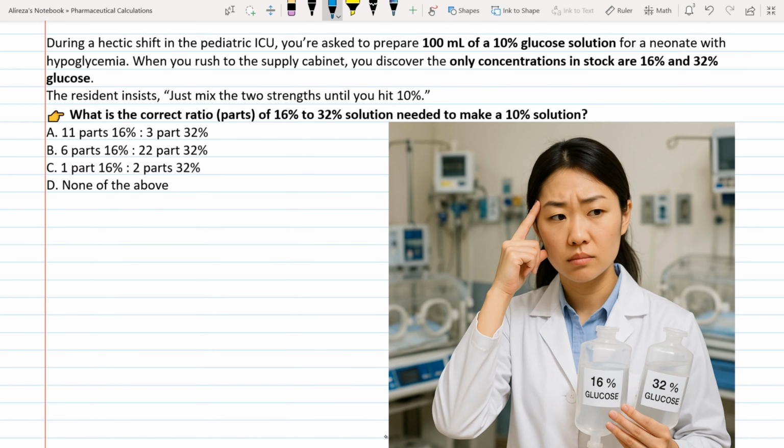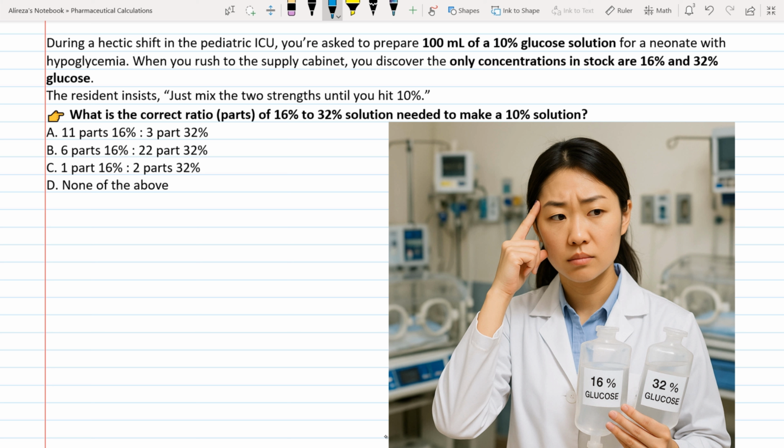Welcome back. Today's problem involves mixing different concentrations of solutions with different strengths. Here's the problem. During a hectic shift at the pediatric ICU, you're asked to prepare 100 ml of a 10% glucose solution for a neonate with hypoglycemia. When you rush to the supply cabinet, you discover the only concentrations in stock are 16% and 32% glucose.